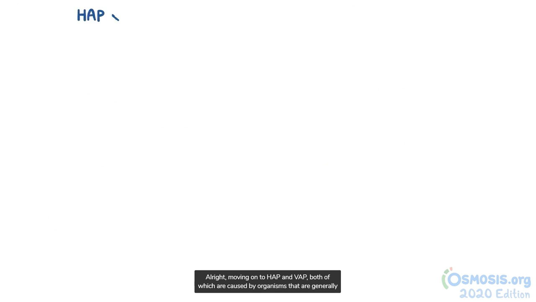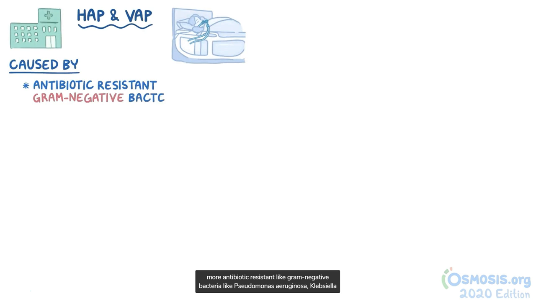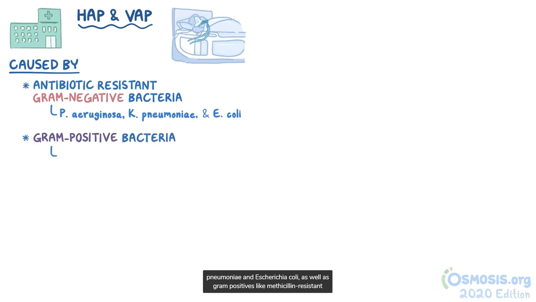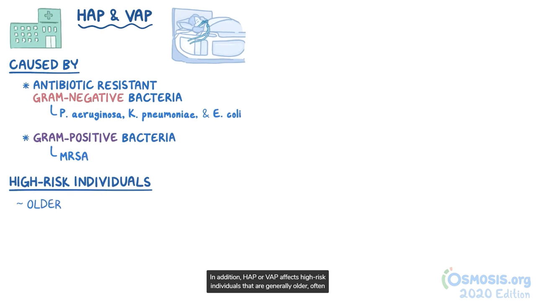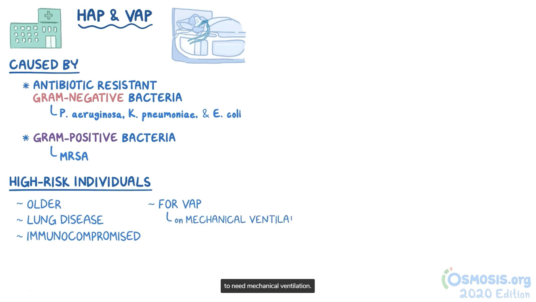Alright, moving on to HAP and VAP, both of which are caused by organisms that are generally more antibiotic resistant, like gram-negative bacteria like Pseudomonas aeruginosa, Klebsiella pneumoniae, and Escherichia coli, as well as gram-positives like methicillin-resistant Staphylococcus aureus, or MRSA. In addition, HAP or VAP affects high-risk individuals that are generally older, often have lung disease, and are immunocompromised, and in the case of VAP, have been ill enough to need mechanical ventilation.